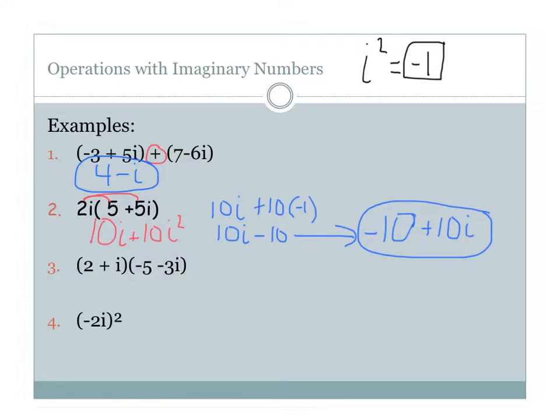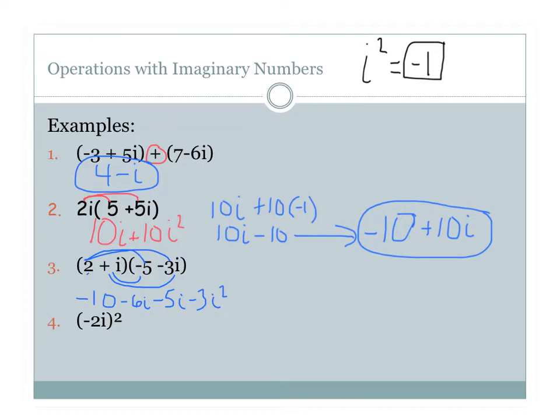Ooh, this next one looks awesome. We're going to be doing some FOIL. So first, outer, inner, last. Never goes away, guys. Sorry. So we have 2 times negative 5 gives me negative 10. 2 times negative 3i gives me negative 6i. i times negative 5 gives me negative 5i. And then i times negative 3i gives me negative 3i squared.